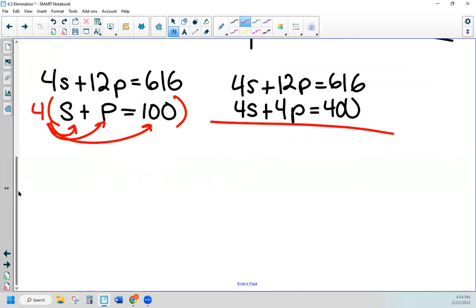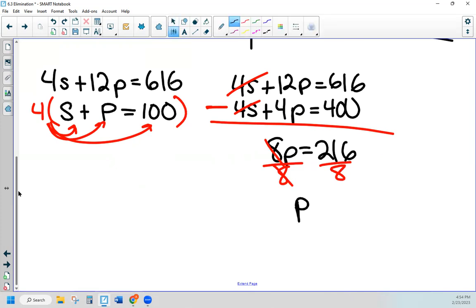Now we can go ahead and subtract or add what we have here. These 2 4s as the leading coefficients are positive. So if I decide to subtract my 2 equations, they will eliminate, hence the elimination method. 12 minus 4 is going to give me 8. And then 616 minus 400 is going to give me 216. Now you ask yourself, what number do I multiply 8 by to get 216? Or just take this to the other side. Bam, bam, bam. P, or the number of paperbacks that he has, is 27.